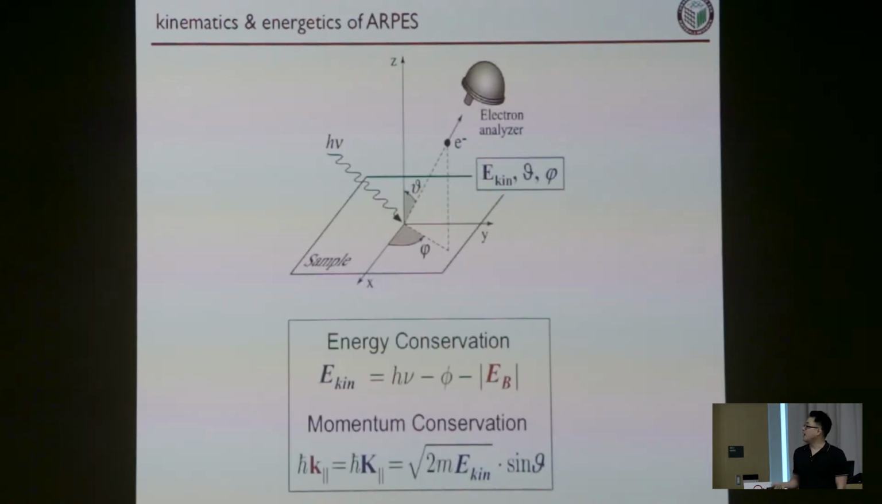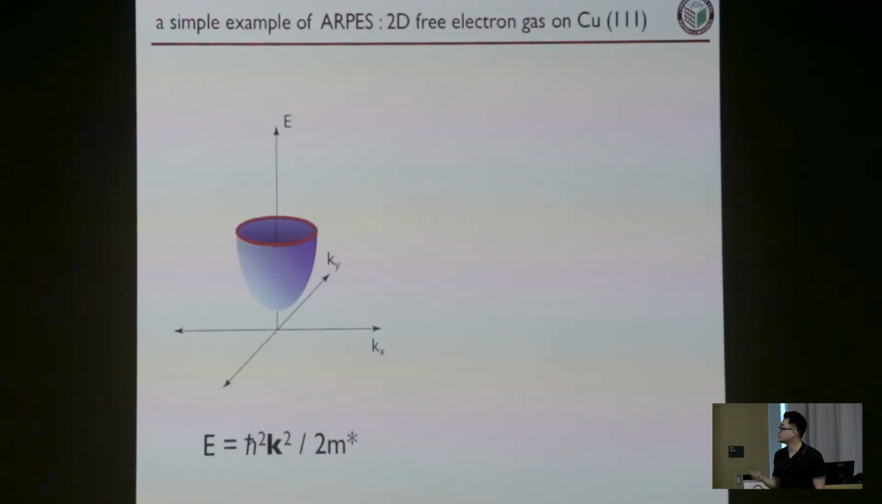All right. I think I covered that in the last slide, so I'll skip this one. I'll just show now a couple of very simple examples of photoemission, some example systems.